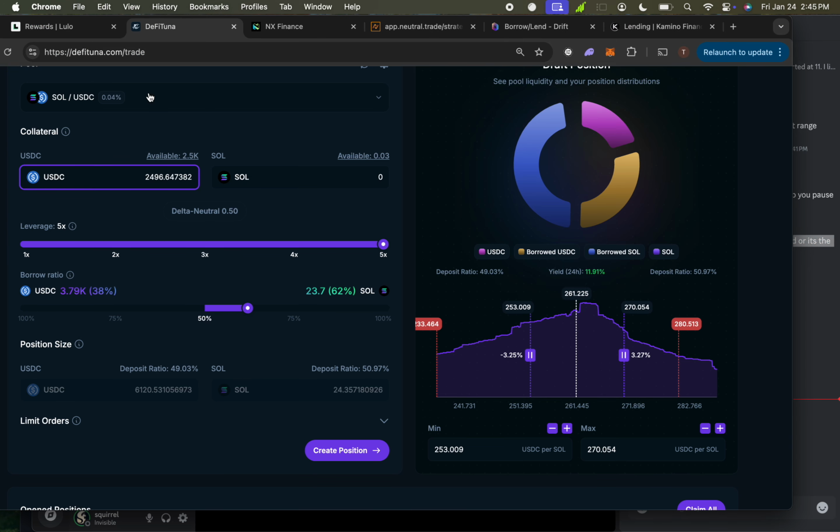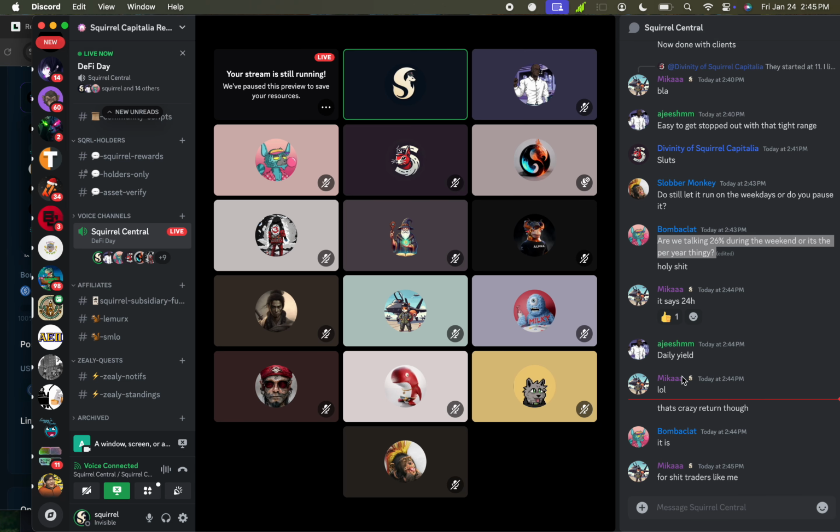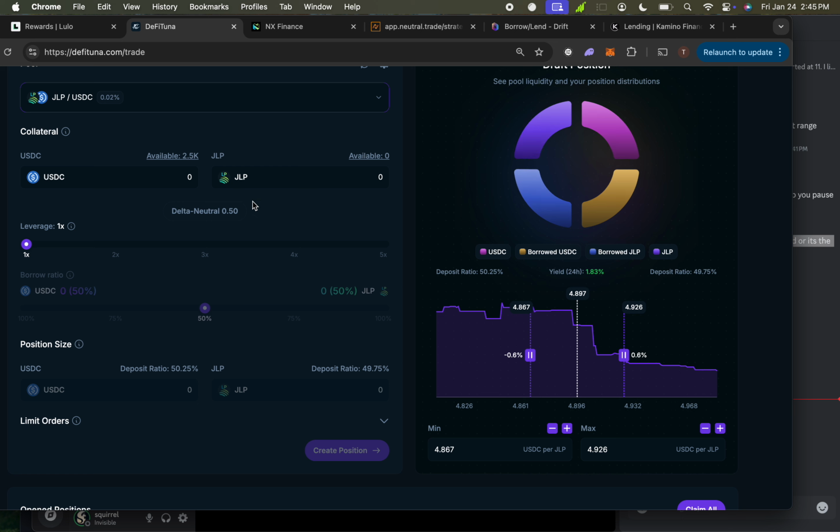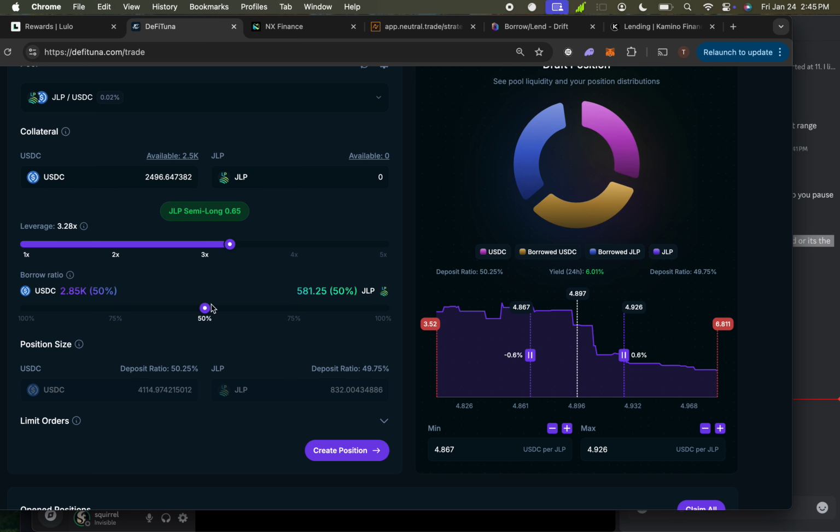So again, we could do Sol. I picked Sol because it's more volatile. But again, my long-term one, so that's a good question that Slobber Monkey asked, I would want to use JLP. And the reason why I'd want to use JLP is even though it's going to get me much less yield, and it will get you much less yield. So let's just crank this up.